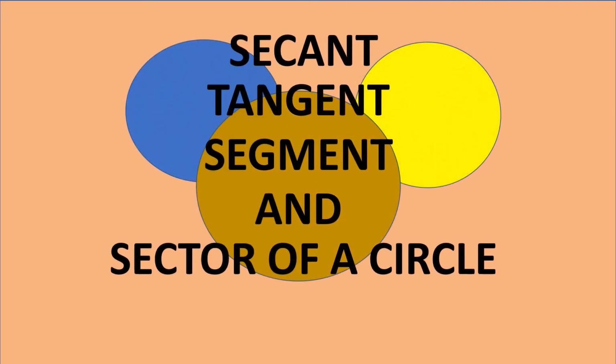Secant, tangent, segment, and sector of a circle. After watching this video, you are expected to define and illustrate secants, tangents, segments, and sectors of a circle. Find the areas of the shaded segments and the shaded sectors. Find the measurements of the angles formed by tangents and secants, and value accumulated knowledge as means of new understanding.